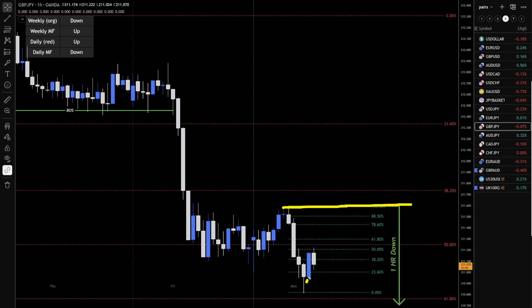Otherwise, just like all the other pairs, I would be looking at this move up as possibly a pullback within a downtrend. I'd be watching my Fibonacci retracement levels very, very closely for a reversal to the downside at one of these Fibonacci levels, for potentially another entry to go short for the continuation of this downtrend.